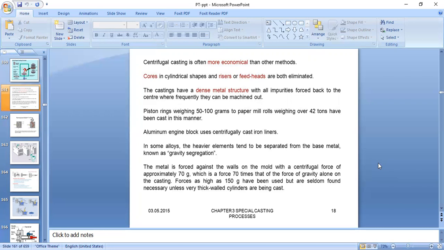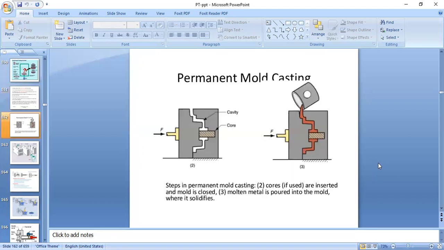The metal is forced against the walls of the mold with a centrifugal force of approximately 70 g, which is 70 times the force of gravity alone on the casting. Forces as high as 150 g have been used, but this is seldom found necessary unless very thick wall cylinders are being cast.